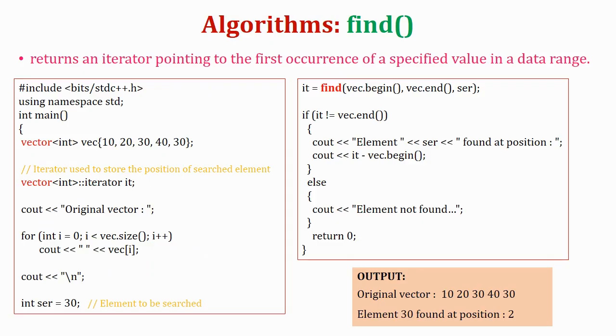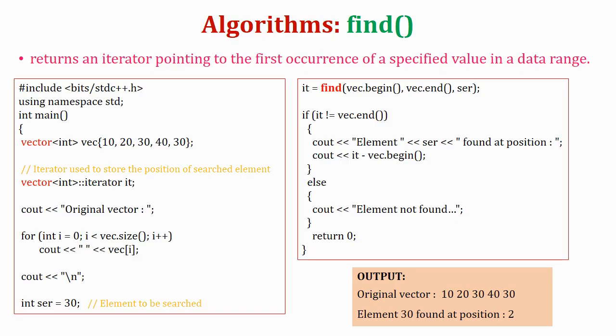We'll start one by one. First, the find function. It will return the iterator pointing to the first occurrence of the specified value in the given data range. For example, vector v is this collection of data. Here the iterator is creating the reference. Now we are going to use the for loop to print the vector's values, for example v[i]. So now it will show the content of the vector, for example, 10, 20, 30, 40, then 30.